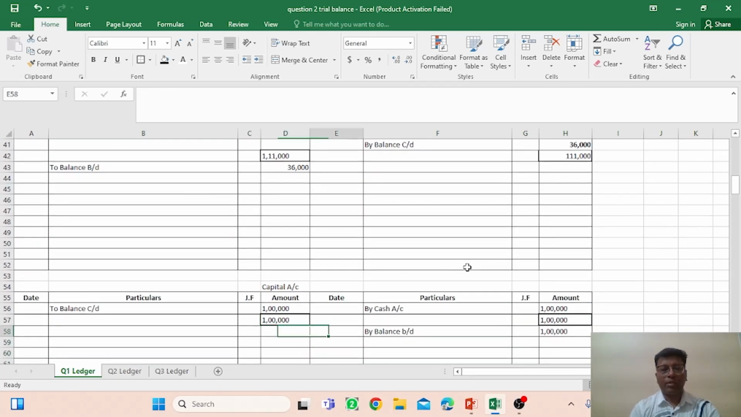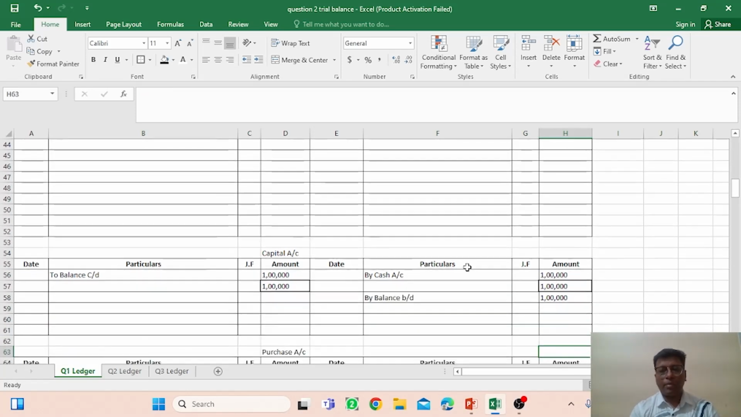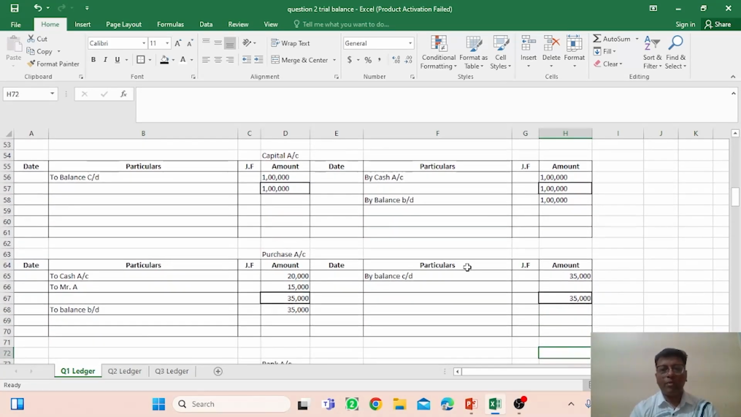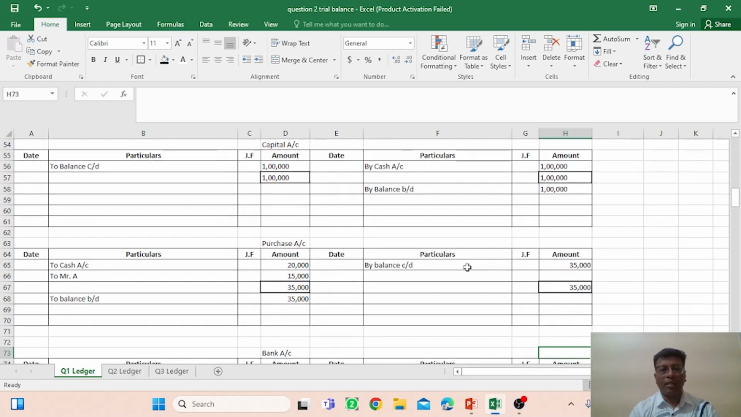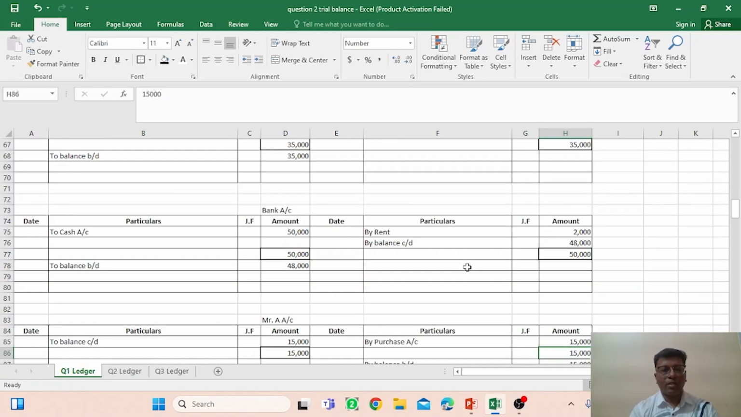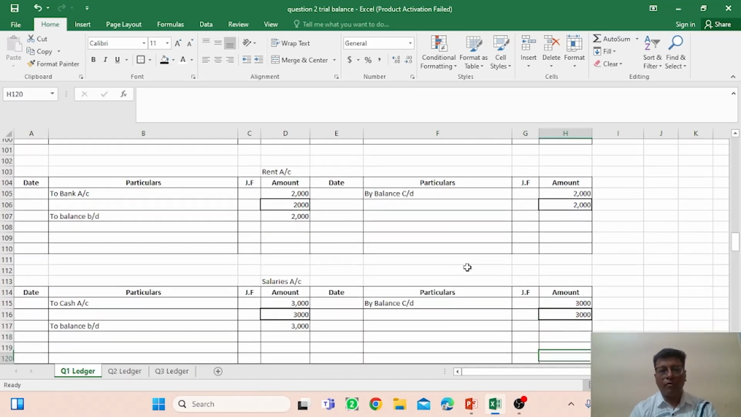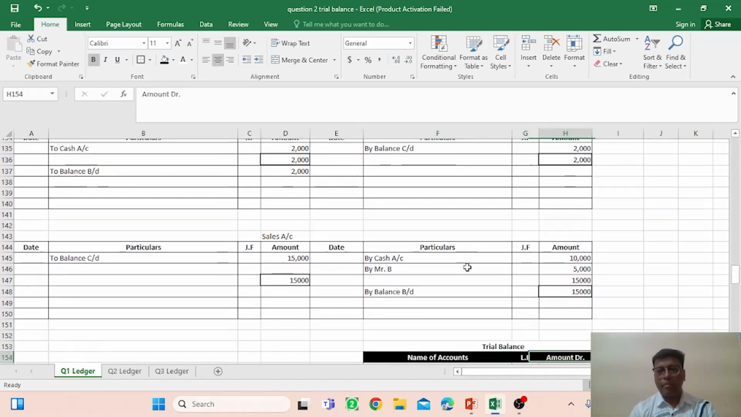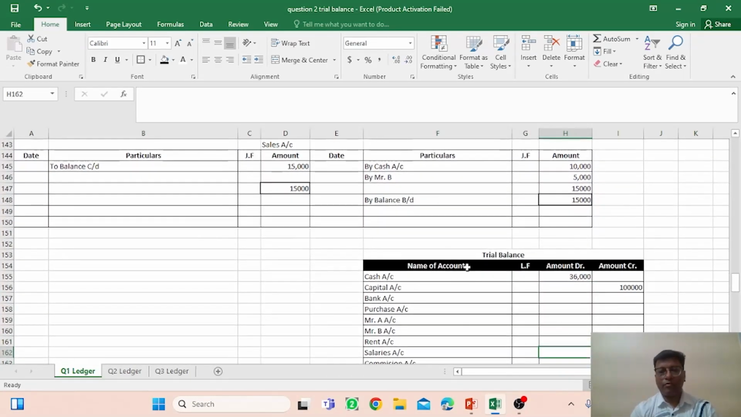And the capital account, you see here, cash by balance BD. So whatever the balance is brought down, this amount would be carried down, or written down, in the trial balance. The capital account was credit, that's why we mention it in the credit side of the trial balance. And the purchase account, you see a debit balance of 35,000, so in the purchase account we have to mention 35,000 in the debit side.